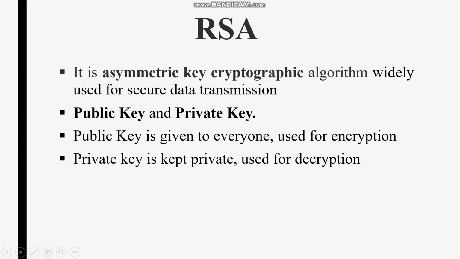Now, what is RSA? It's an asymmetric key cryptographic algorithm which is widely used for securing data transmission. As I said, in asymmetric key cryptography, we use two different keys, that is, a public key and a private key. The public key is given to everyone and is used for encryption, and the private key is kept private and is used while performing decryption.